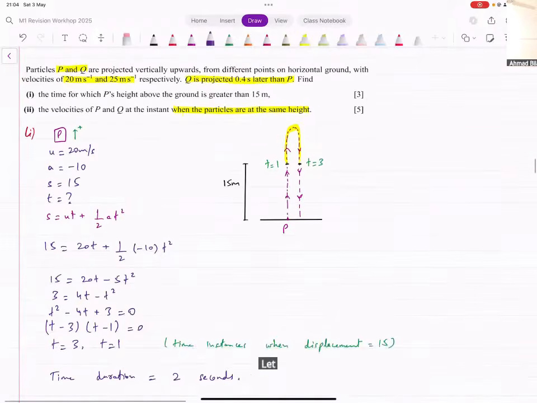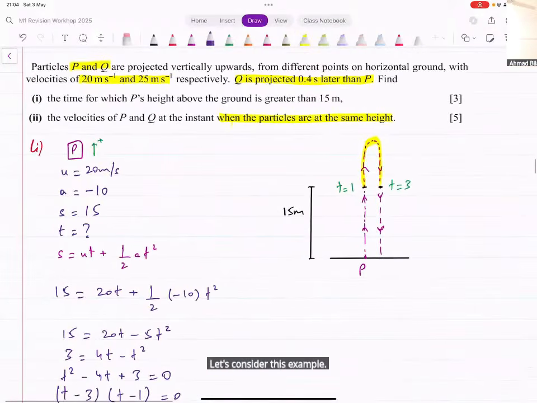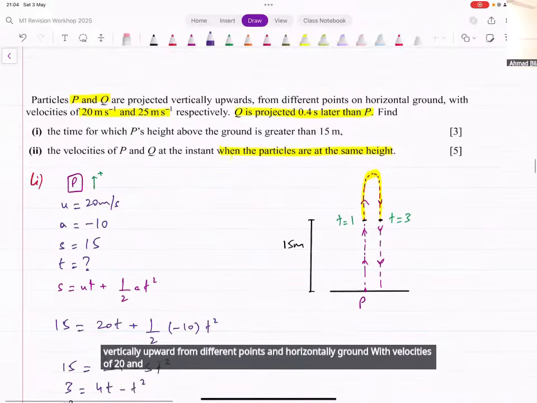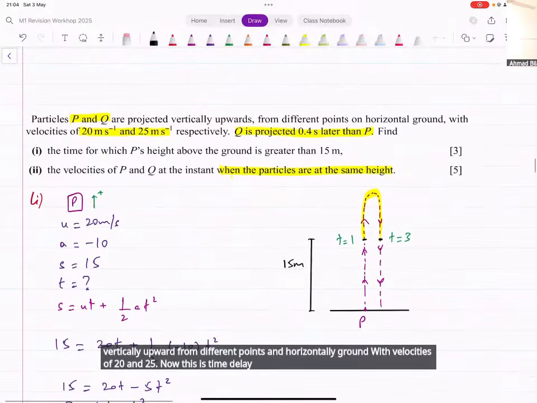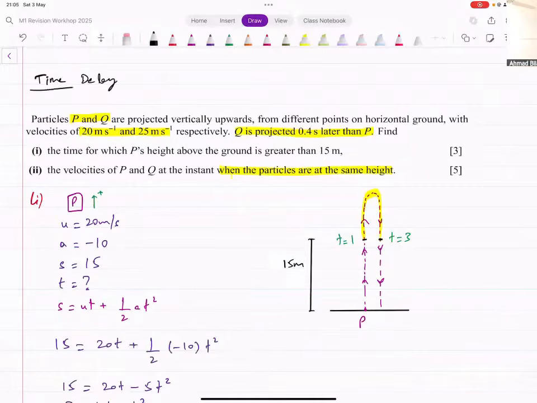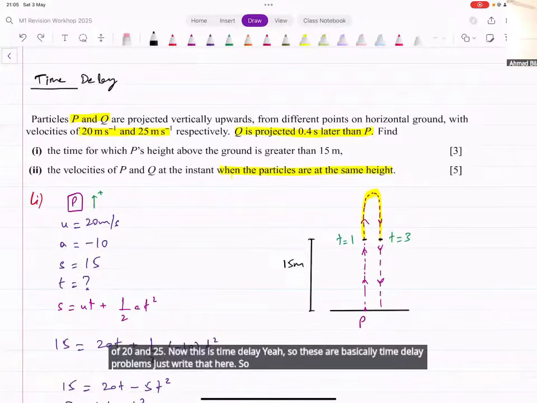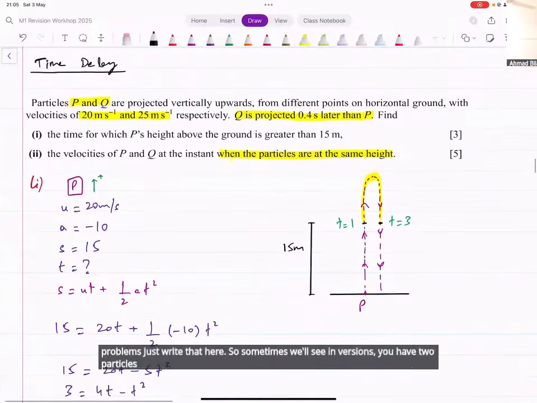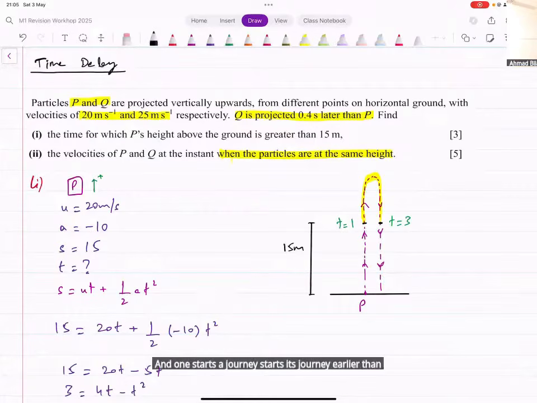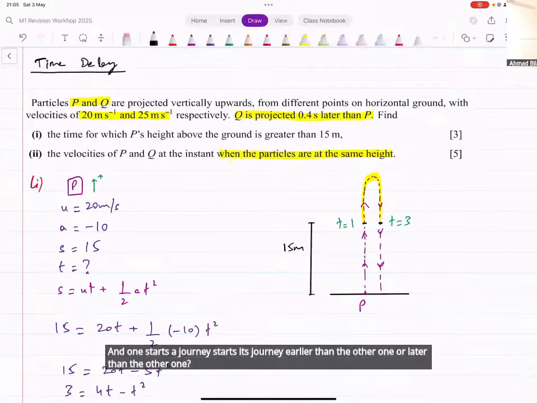Let's consider this example. You've got particles P and Q that are projected vertically upward from different points on horizontal ground with velocities of 20 and 25. Now, this is time delay. So these are basically time delay problems. Sometimes we'll see in questions, you have 2 particles and one starts its journey earlier than the other one or later than the other one. How do we deal with problems like these?